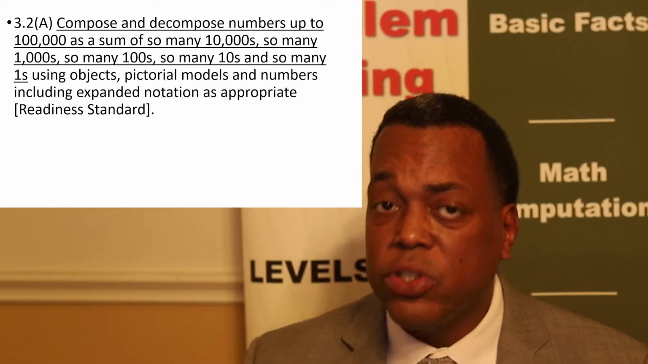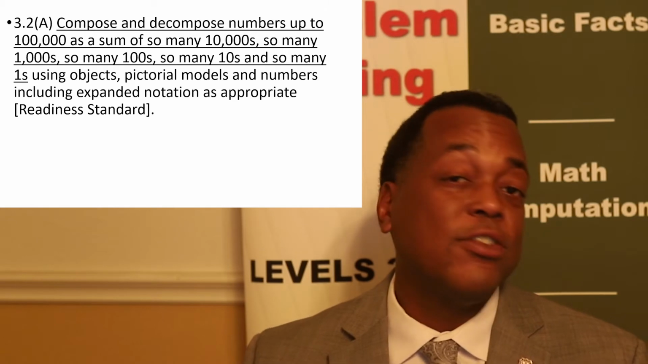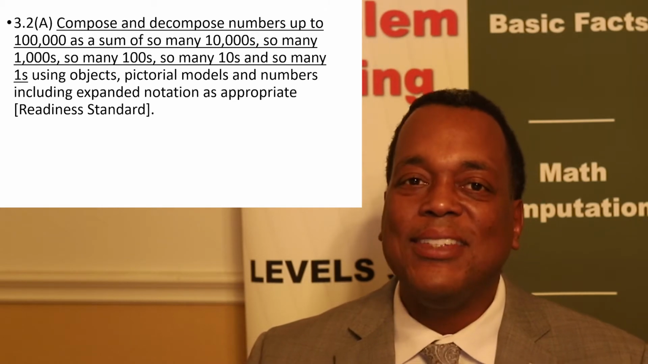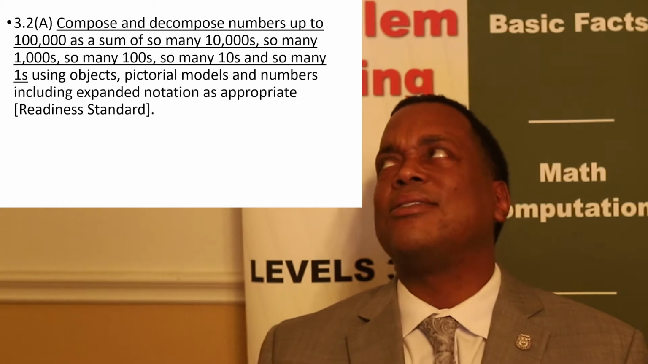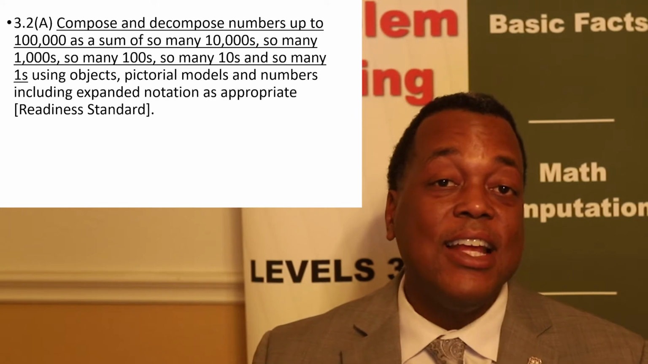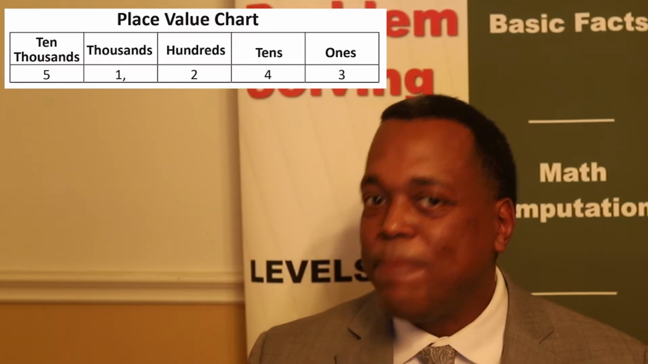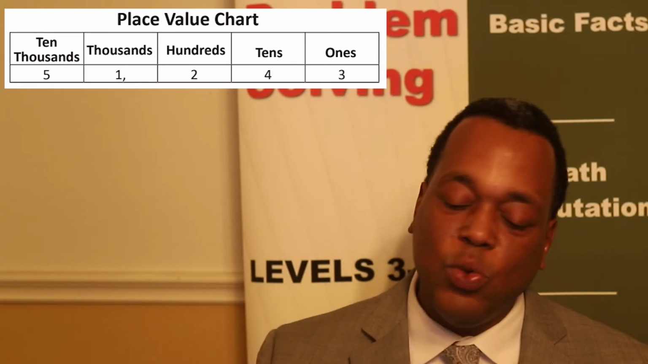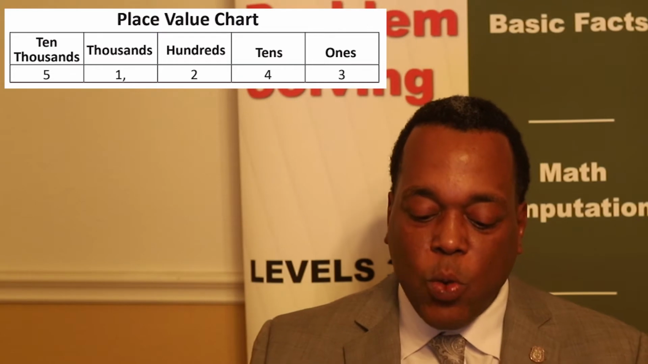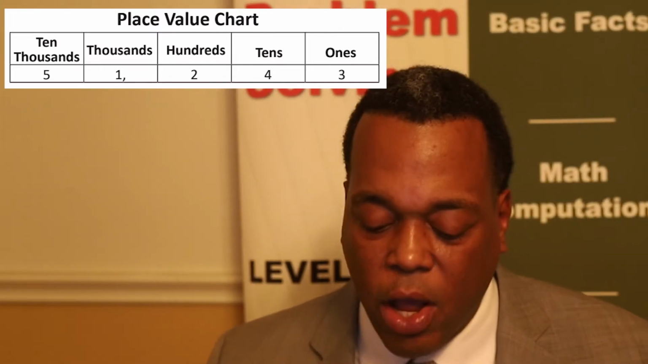Compose and decompose numbers up to 100,000 as a sum of so many 10,000s, so many thousands, so many hundreds, so many tens, and so many ones. What does that mean? It's talking about place value. On the next slide, I'm going to show you a place value chart. Now within this place value chart, I have already added some value. Now in the ones place, we have 3 ones. That is the so many ones it was talking about.